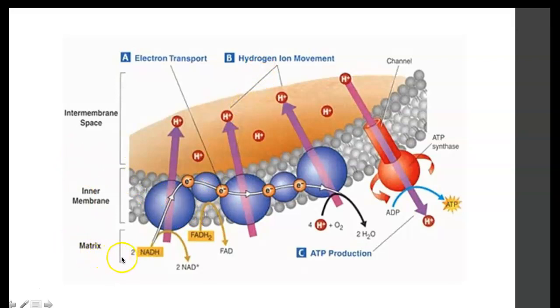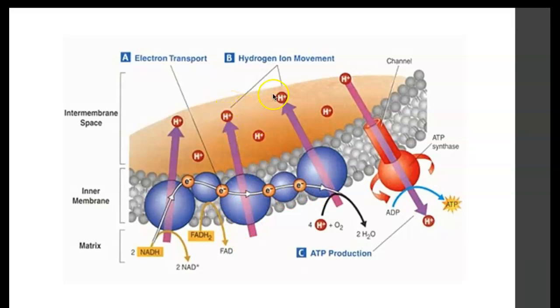So NAD and FAD are going to enter the matrix, and what they're going to do is break off these hydrogens, and as those hydrogens are broken off, electrons are going to be released. Once those electrons are released, they're going to go into the inner membrane of the mitochondria, and those electrons are going to travel down the electron transport chain. As those electrons travel down the electron transport chain, hydrogens are going to move across into the inner membrane space.